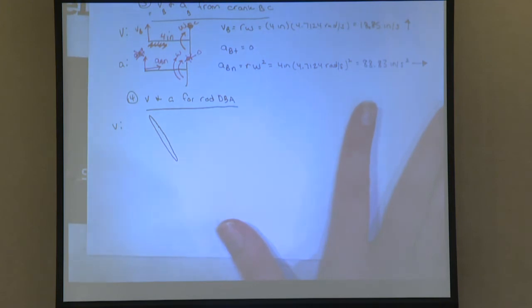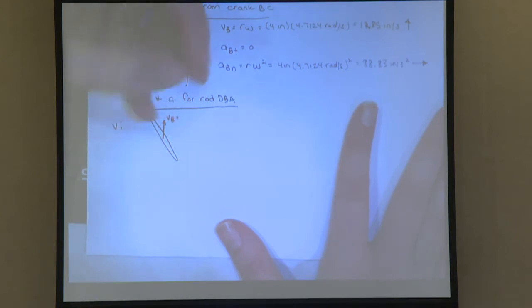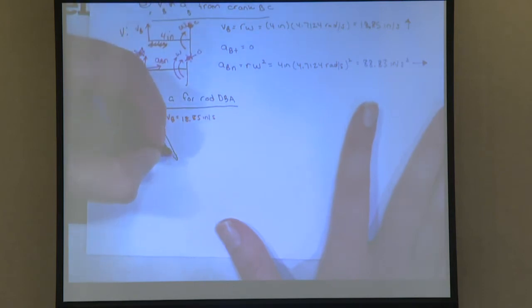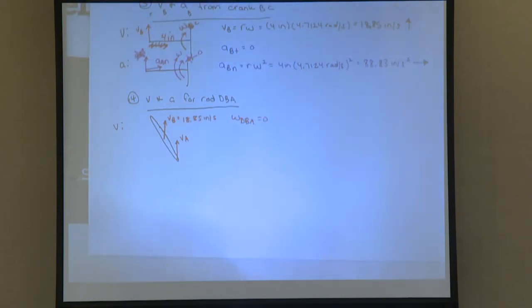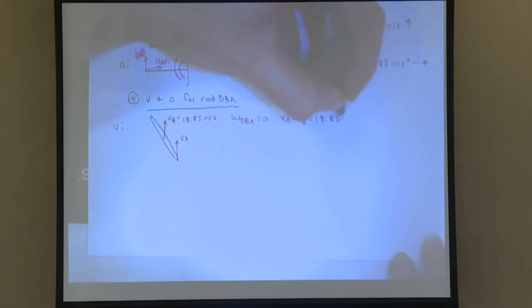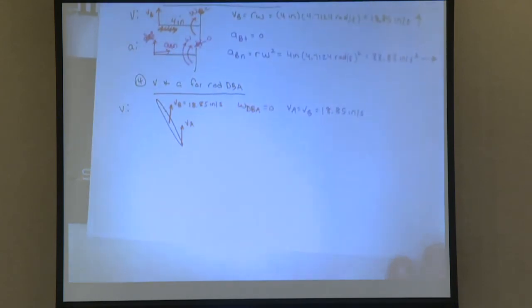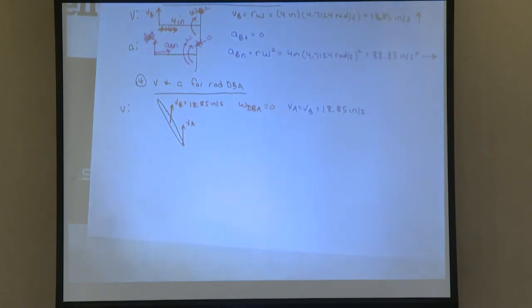So for velocity, I know that VB is equal to 18.85 inches per second. And then we know that VA is going up like that. We said that omega of DBA is equal to 0. So what does that mean VA equals? Very good. So VA equals VB, which is 18.85 inches per second. Well, the velocity was easy. So now let's look at the acceleration.